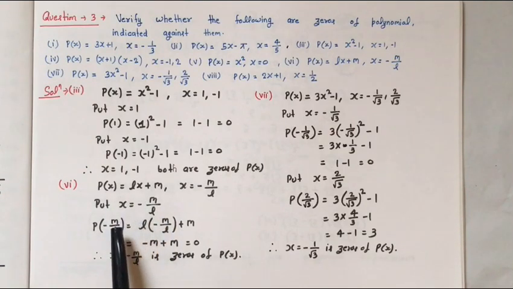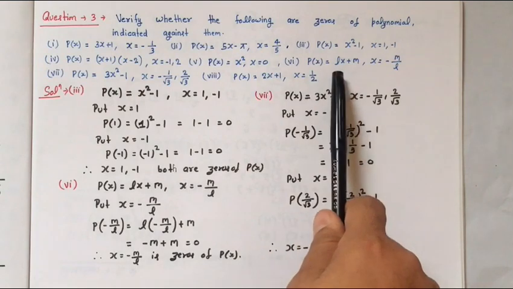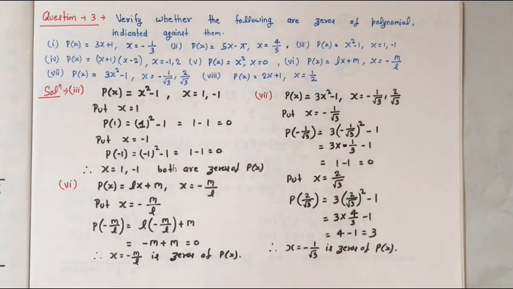Why am I taking this part? Because this part does not contain constants. This part contains some variable type values. That's why I am taking this part. So put the value x is equal to minus m upon l in the given polynomial.